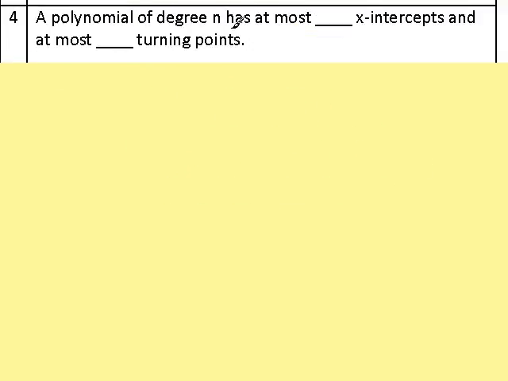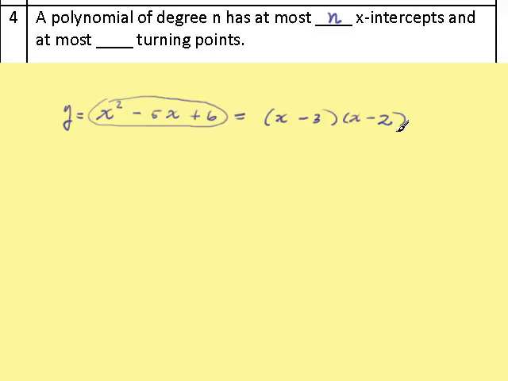Okay, a polynomial of degree n has at most n x-intercepts. Like if we have a polynomial of degree 2, for example, here's a polynomial of degree 2, x squared minus 5x plus 6. This is degree 2. And if we factor this, we have x minus 3 times x minus 2. So we see it has 2 x-intercepts, 3 and 2. Degree 2, 2 x-intercepts. And in general, a polynomial of degree n has at most n.